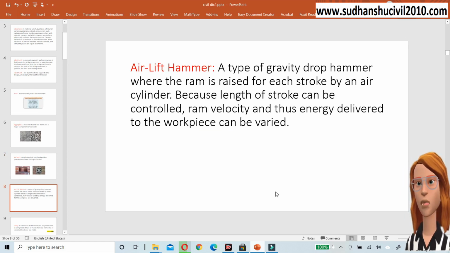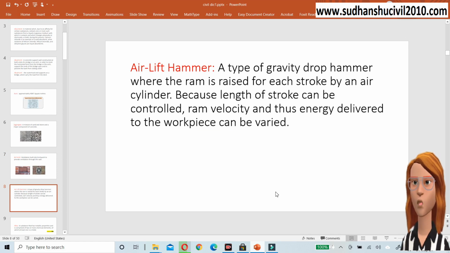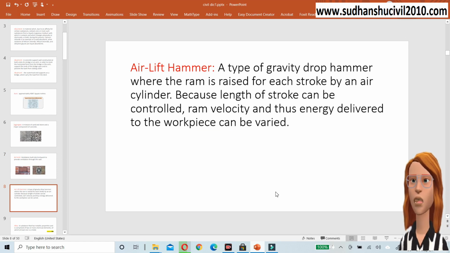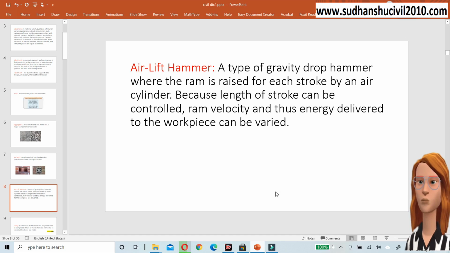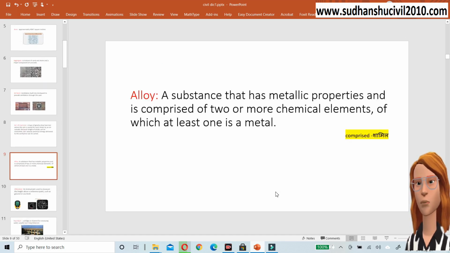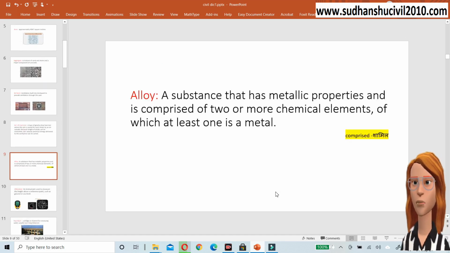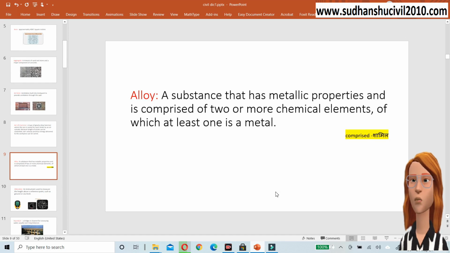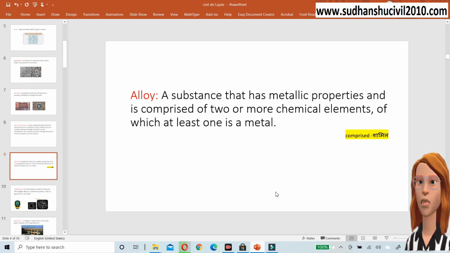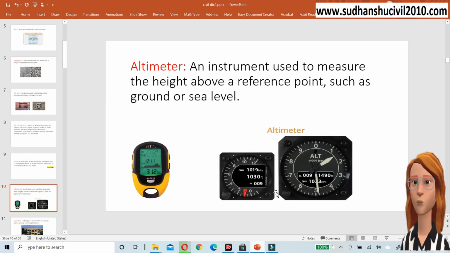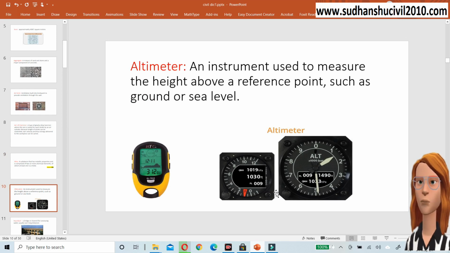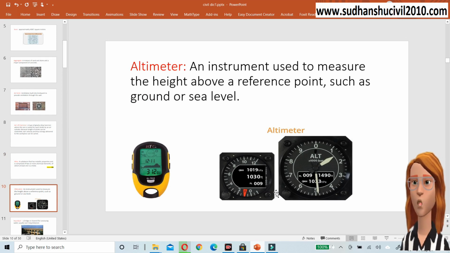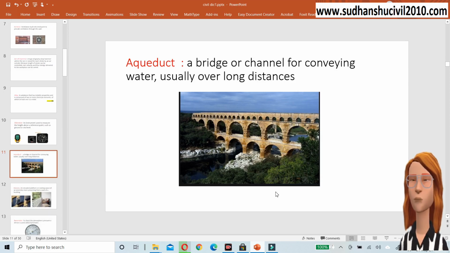Airlift hammer. A type of gravity drop hammer where the ram is raised for each stroke by an air cylinder. Because length of stroke can be controlled, ram velocity and thus energy delivered to the workpiece can be varied. Alloy. A substance that has metallic properties and is comprised of two or more chemical elements, of which at least one is a metal. Altimeter. An instrument used to measure the height above a reference point, such as ground or sea level. Aqueduct. A bridge or channel for conveying water, usually over long distances.